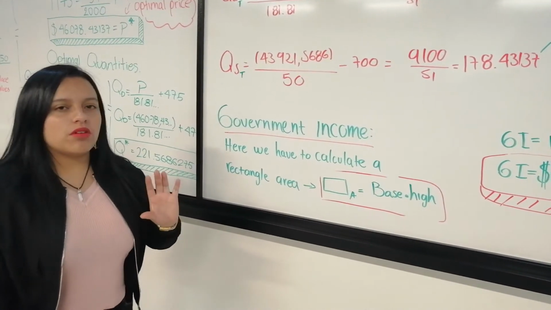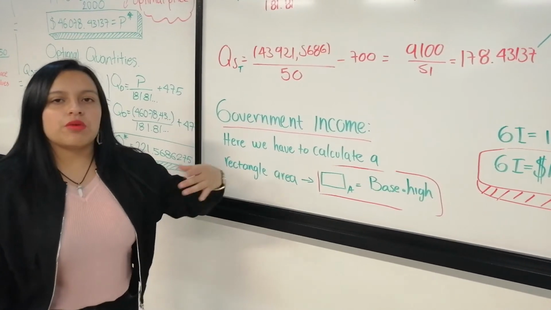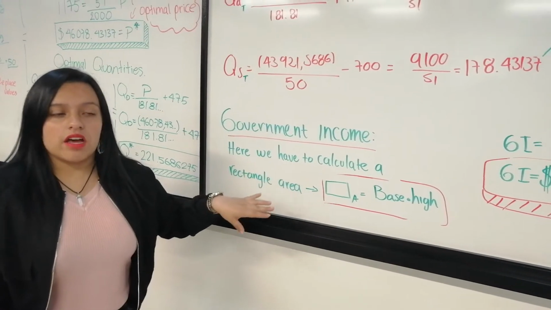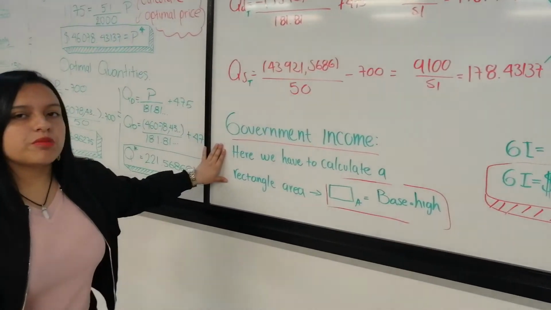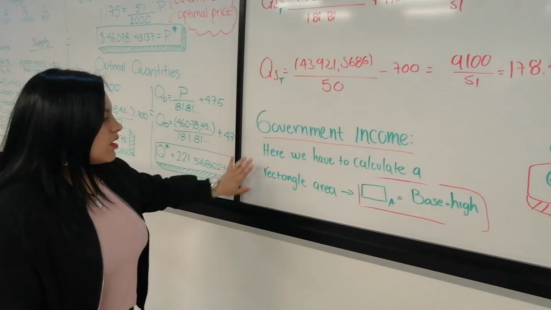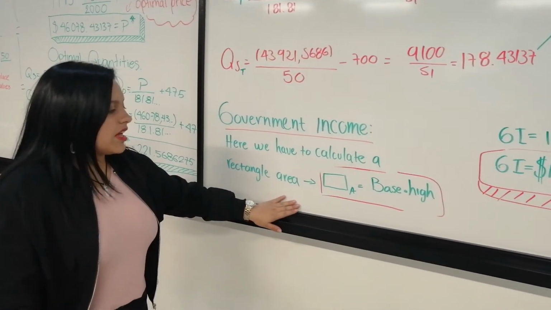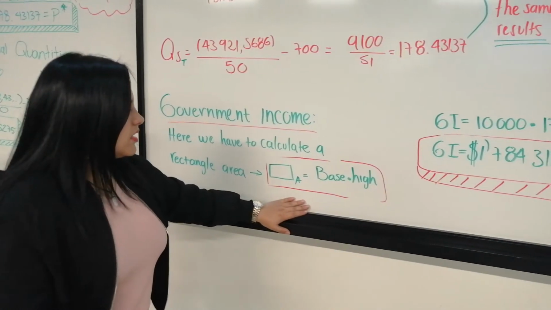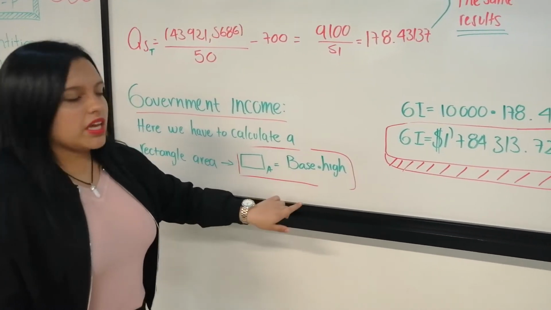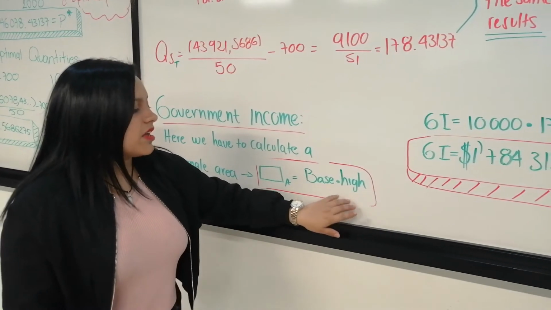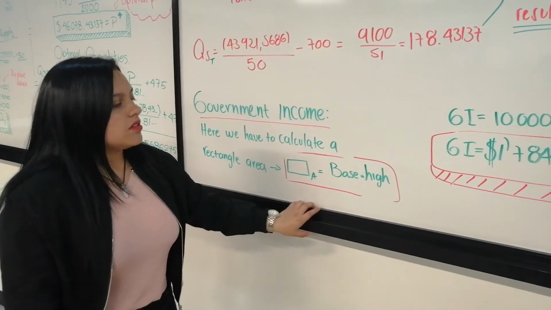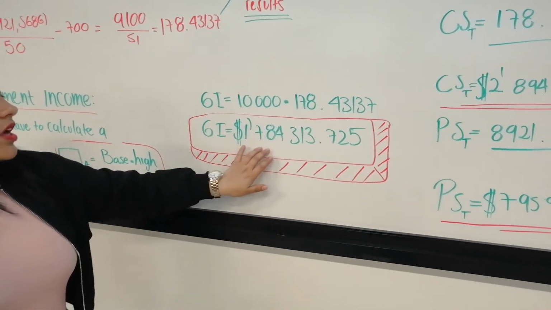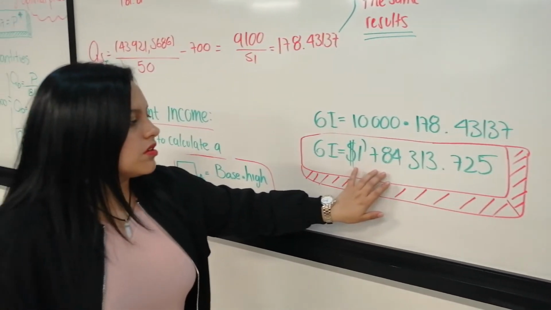Now we are going to find the values of the areas that my friend named on the graph. So here we have the government income, and that area is a rectangle. So we have to remember the formula, that is the multiplication of the base and the height. So that's it, the government income, and we have this amount.